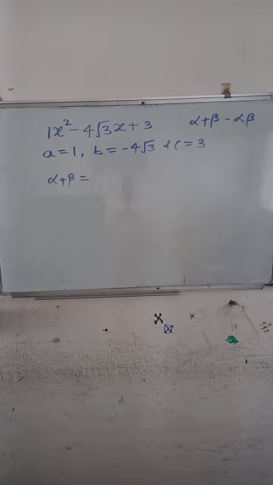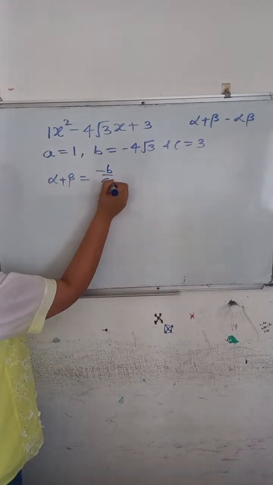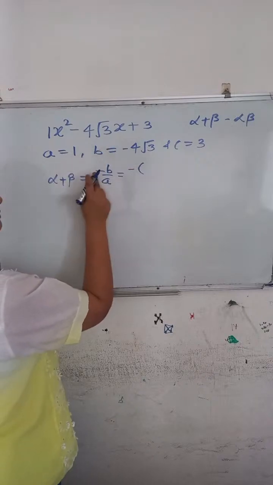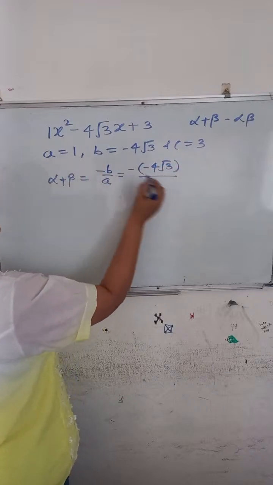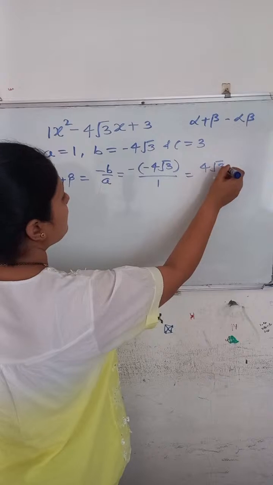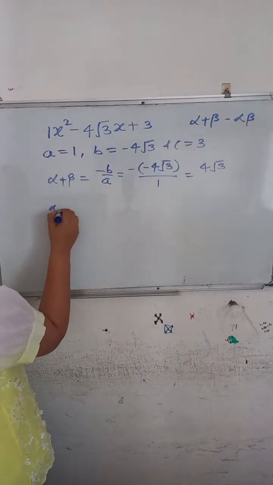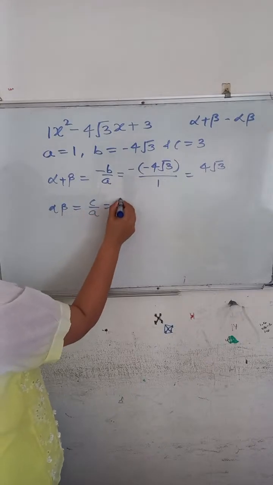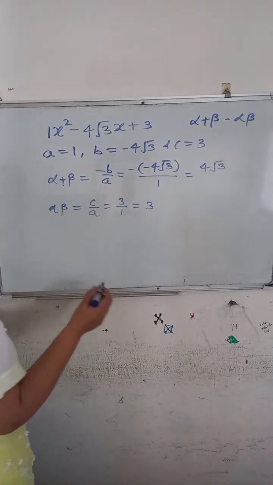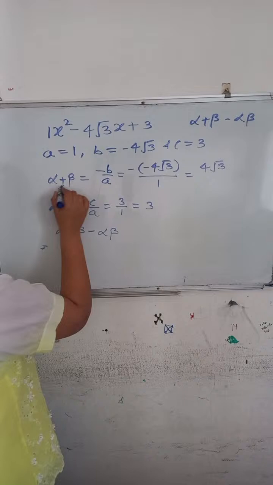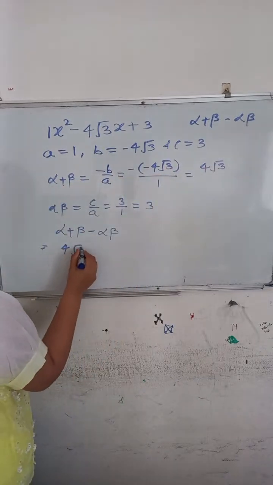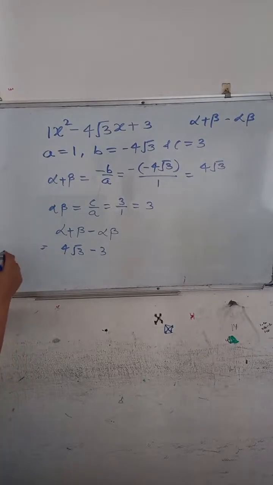Okay. So alpha plus beta is minus b by a. And what is the value for b here? With the formula sign negative, and this is minus 4 root 3 divided by a, which is 1. So it will come as 4 root 3 positive. And alpha into beta is c by a. C is 3 by 1, that is equal to 3. And they are asking the value for alpha plus beta minus alpha beta. So I already got alpha plus beta as 4 root 3, minus 3. So this is the value for alpha plus beta minus alpha beta. Getting this? Copy this.